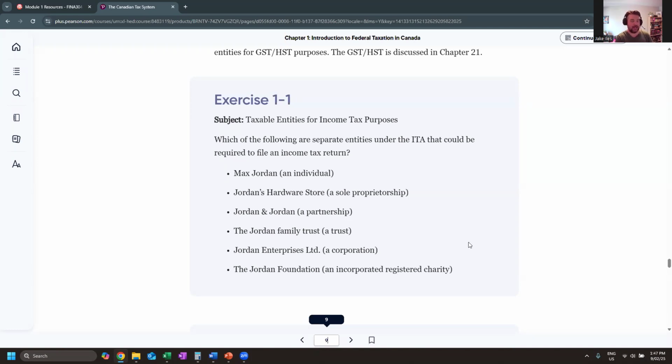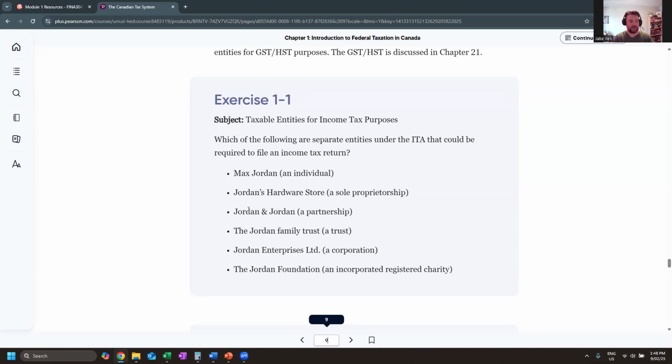Which ones are taxable? So we know that we're looking for the 3 basic types: an individual, a trust, or a corporation. So Max Jordan, the individual, is going to be a taxable entity. His business, the hardware store, is a sole proprietorship. That business is going to report income, but it's going to be taxed in Max's hands. All of that income is going to be reported on Max's personal tax return. So this sole proprietorship is going to be reported here.